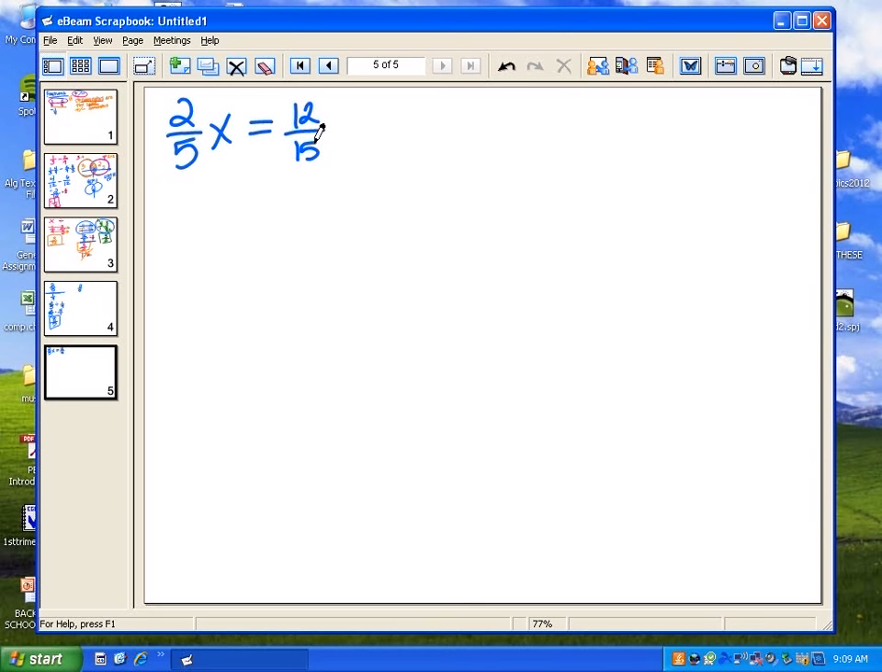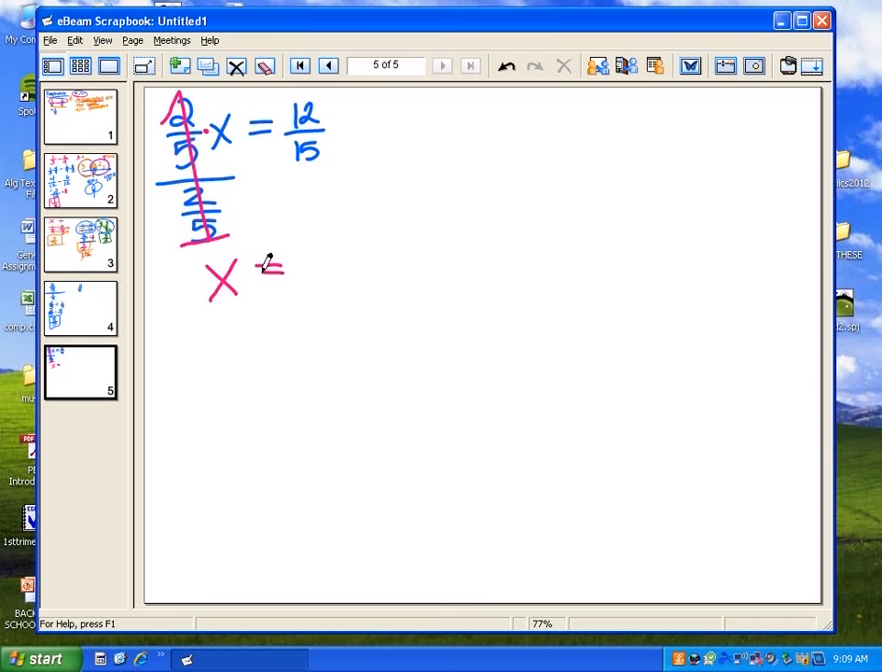Zoe? I don't subtract. There's no addition in that problem, therefore I'm not going to use subtraction. I'm going to divide by 2/5 because this said 2/5 times x. And what's the opposite of multiplication? Division. So I'm going to divide because 2/5 divided by 2/5 leaves me with a 1. So I'm left with my x.